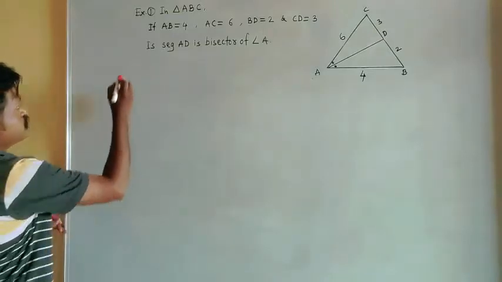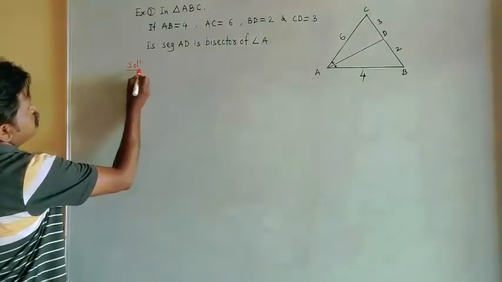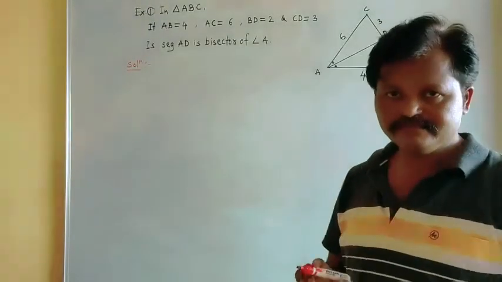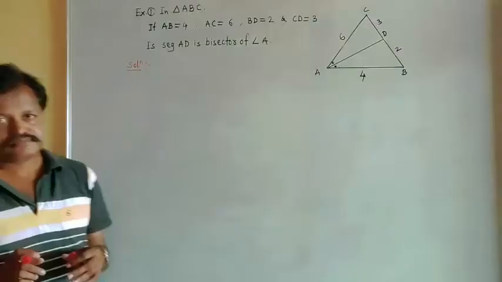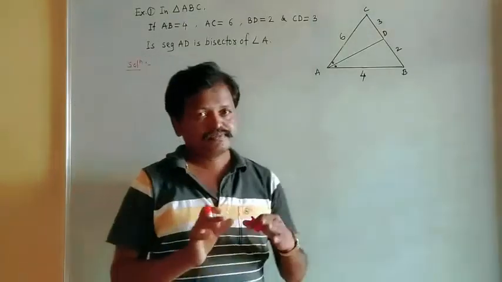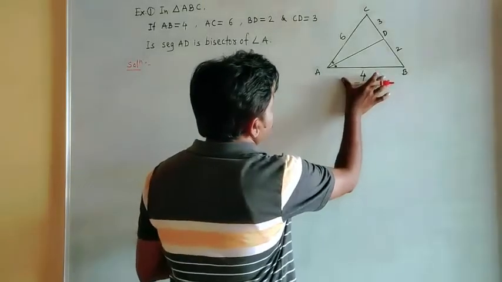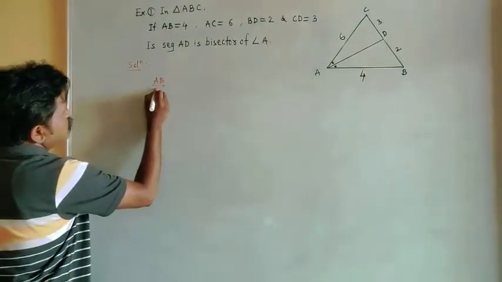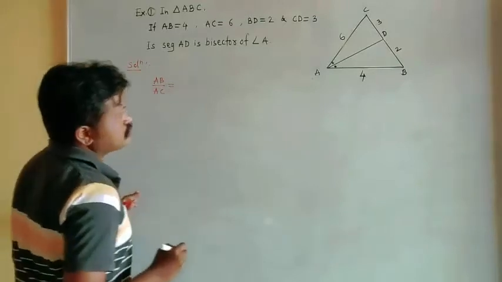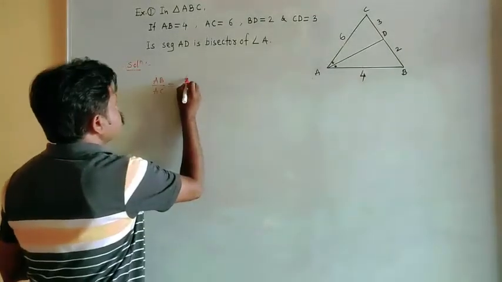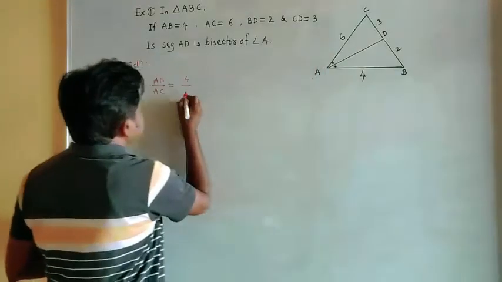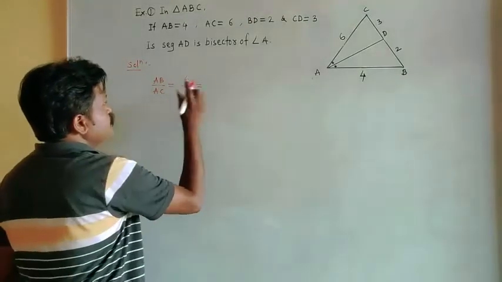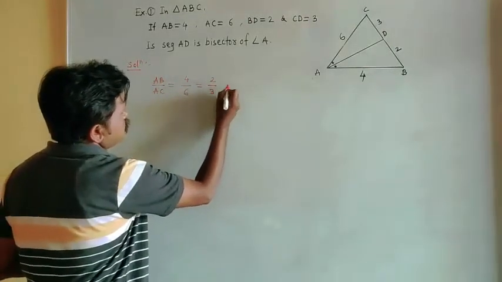So what do we do for this solution? We know the angle bisector property and the converse of the angle bisector theorem. Using this, we first find two ratios, the first being AB upon AC. AB is 4 and AC is 6. Simplify this, it is a multiple of 2. When you divide by 2, we get 2 upon 3. So that is statement number 1.